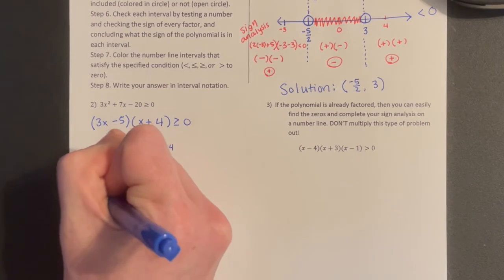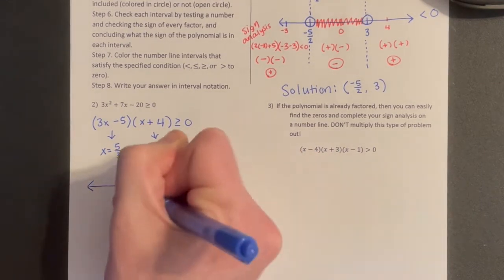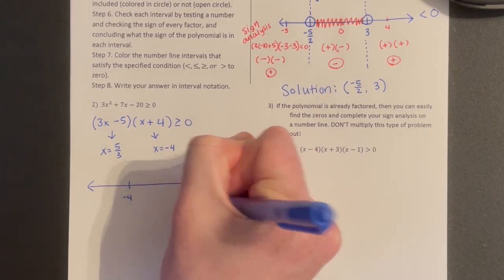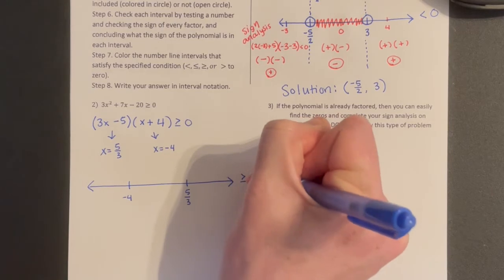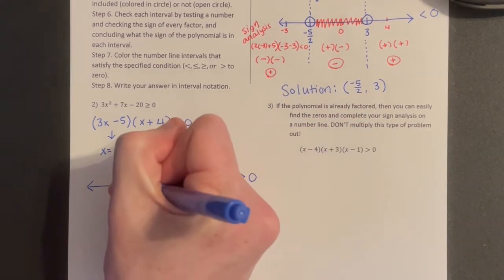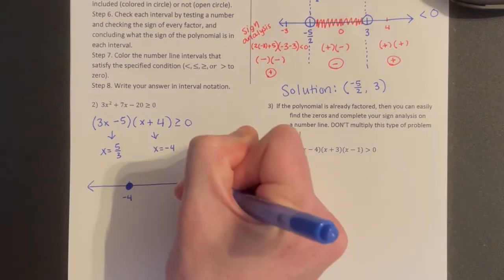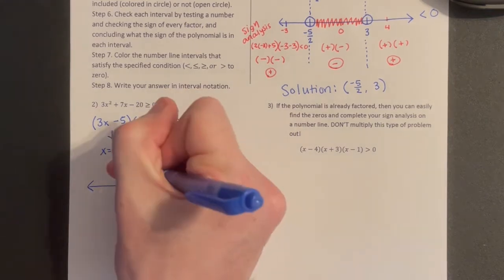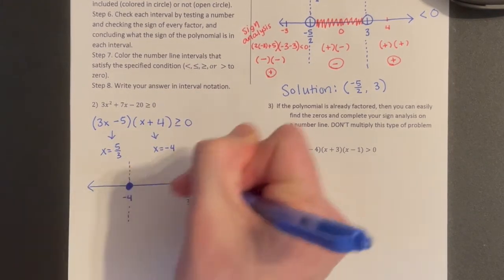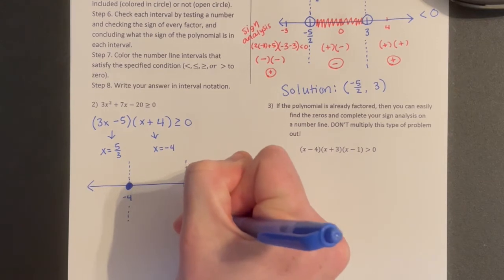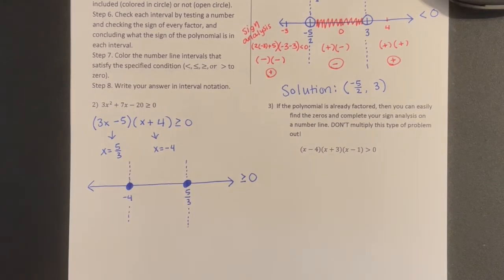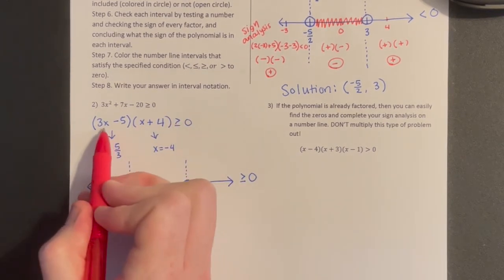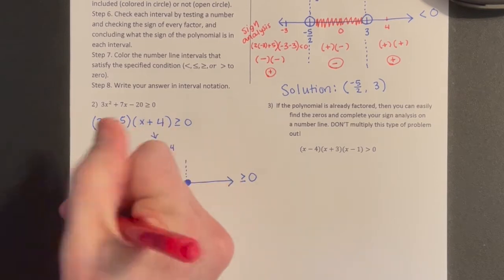We take each of those and put them on a number line. Negative 4 would come first, and then 5/3. We want the values that are greater than or equal to 0. Since it has the equal to, that means we can close in those circles, and these values are included. We work out our sign analysis by testing out each interval. So I could pick a number to the left. Let's pick -5. So if I plug -5 in, that'd be -15 minus 5, which is still negative.